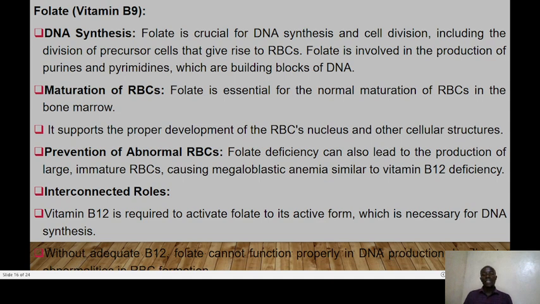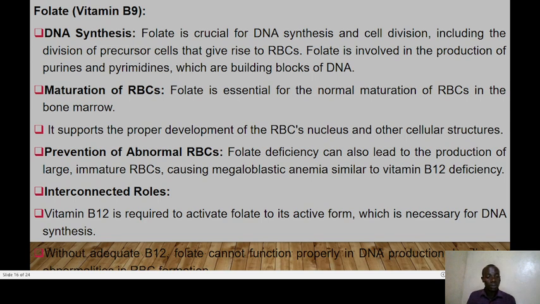Folate is essential for the normal maturation of the RBCs in the bone marrow. It supports the proper development of the RBC's nucleus and other cellular structures. Folate deficiency can lead to the production of large immature RBCs causing megaloblastic anemia, and this is similar to vitamin B12 deficiency. There is a connection between vitamin B12 and vitamin B9 in that vitamin B12 is required to activate B9 to its active form, which is essential for DNA synthesis.